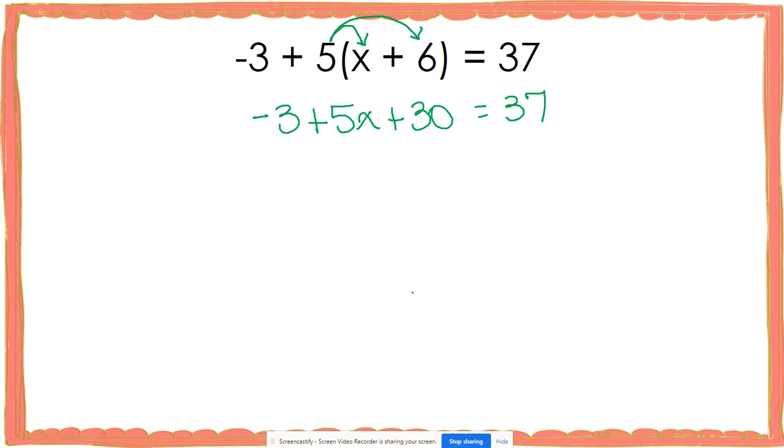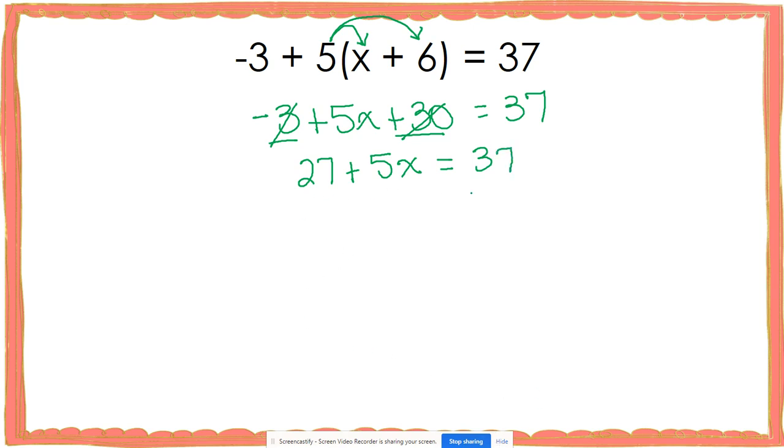Now, I can't actually get started on anything yet, because if you notice, the left side of my equation is not actually simplified. I still have like terms because I have two constants that can be combined. I have negative 3 plus 30. So the first thing I'm going to do is add negative 3 plus 30. Well, negative 3 plus positive 30 gives me positive 27. Now those are combined, and now I need to write my plus 5x, which does not have a like term. And then the rest of my equation still says equals 37.